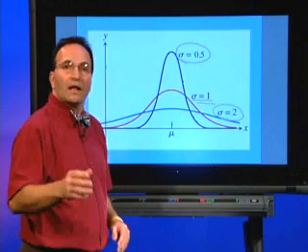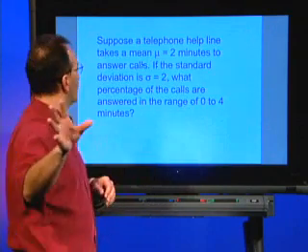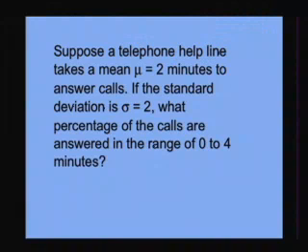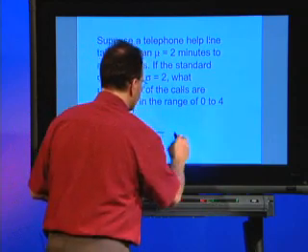Okay, well, let's take a look at an example where we can apply what we've been learning. Suppose a telephone helpline takes a mean of 2 minutes to answer calls. If the standard deviation is sigma equals 2, what percentage of the calls are answered in the range of 0 to 4 minutes? Well, let's take a quick look at that.